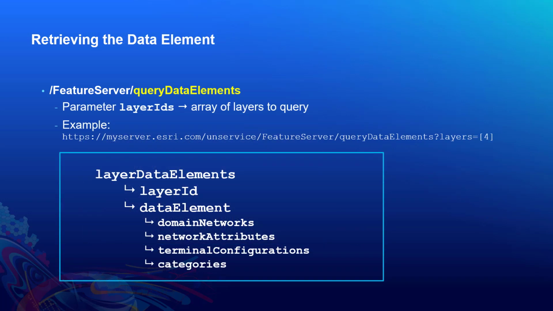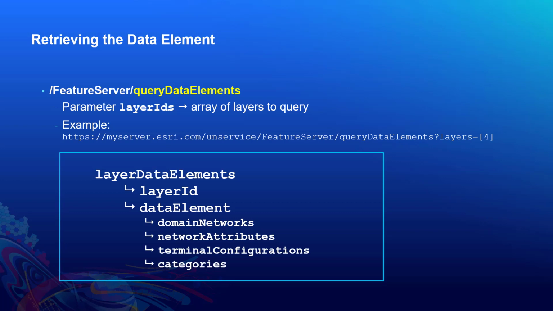The data element can be defined as the schema or dataset definition. It holds all the properties necessary to understand and work with a utility network in this case. From a feature service, the way to access the data element is through the query data element operation. This operation takes in an array of layer IDs. For instance, to get information about the utility network, simply pass in the utility network layer ID in that array. Query data element returns a rather long and complex JSON object, which I'm showing the high-level structure of here.